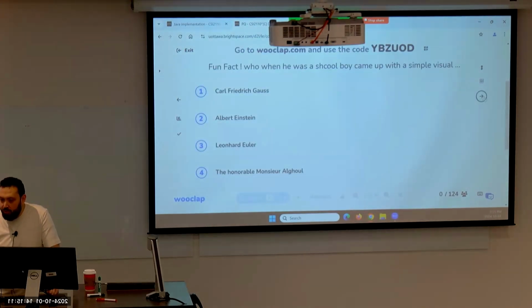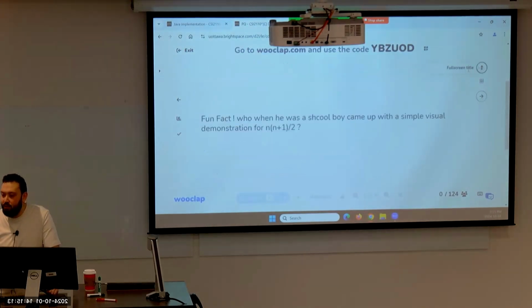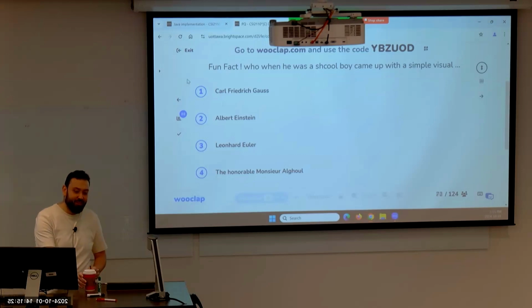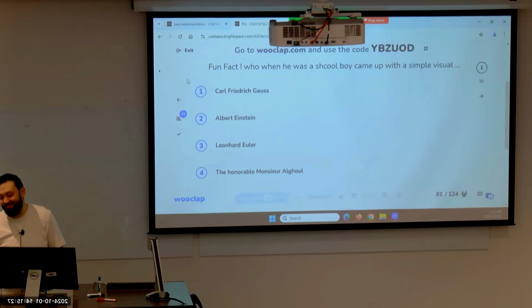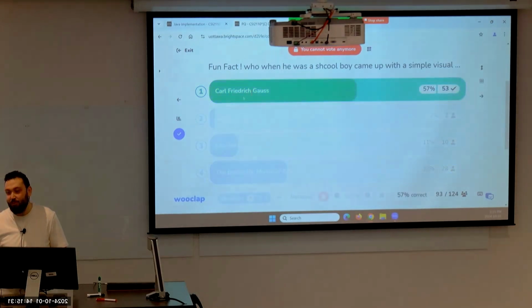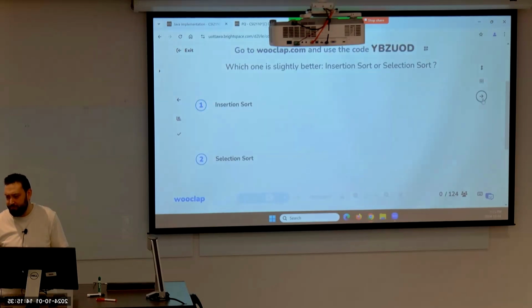Then the last two questions. Fun fact, who, when he was a schoolboy, came up with a simple visual demonstration for the one that we just covered, which one of these four? Don't overwhelm me with number 4. Of course, it's called the Gaussian summation. So of course, it's going to be Gaussian.